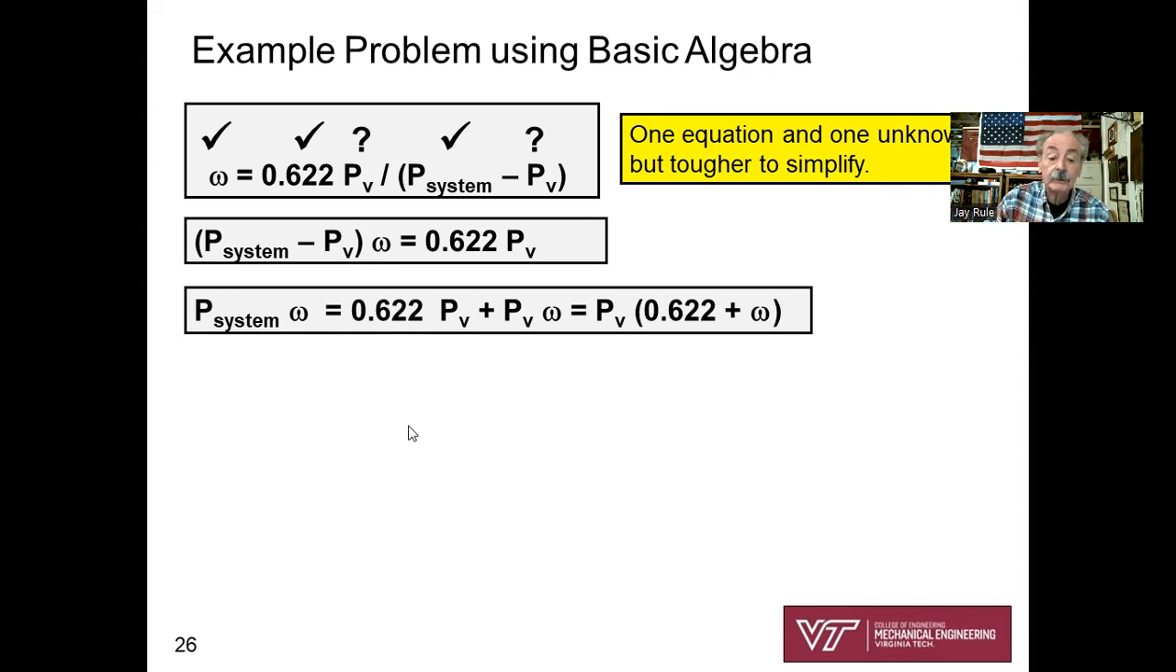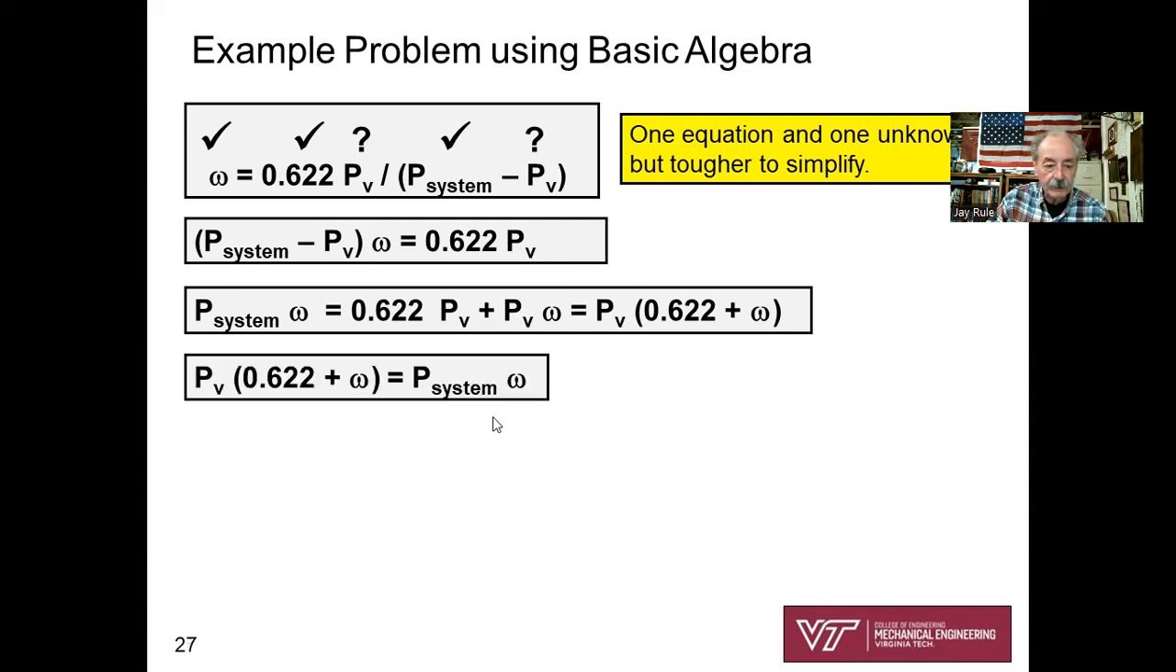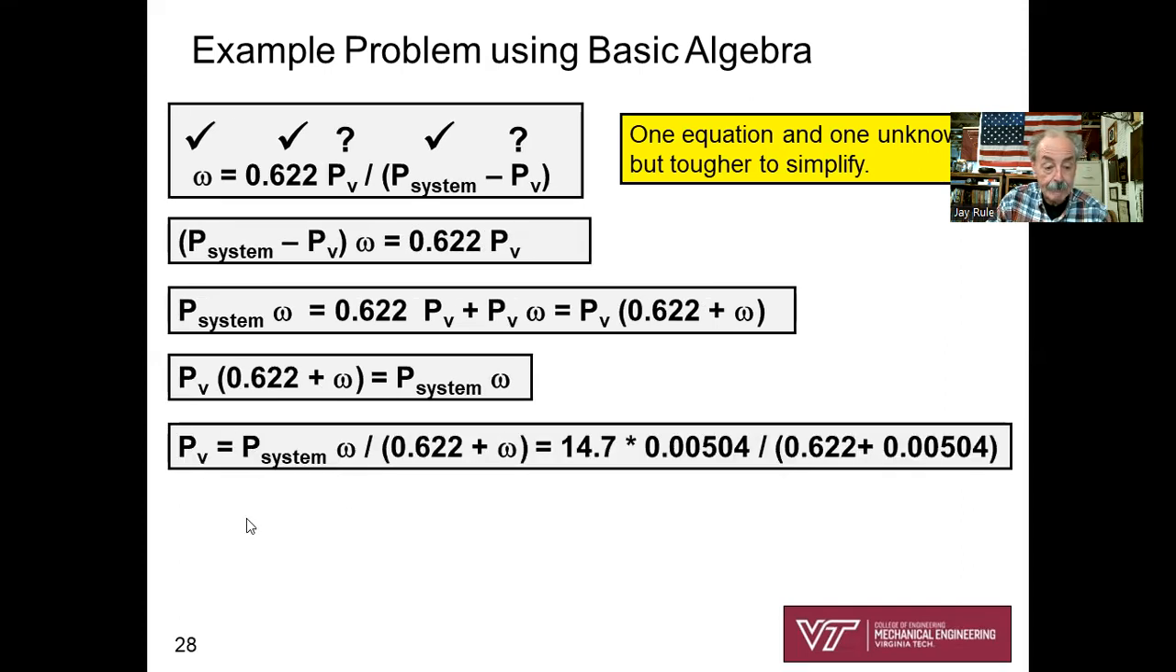If I were doing this with pencil and paper as a student or as a practicing engineer, that's what I'd write down. Then I would try to collect terms on the right-hand side. I've got a PV here that I can collect, and in the parentheses I'll have 0.622 plus omega. I'm almost there now. I see where I'm going to go next. I'll flip the right-hand side and left-hand side, and then divide both sides by the quantity 0.622 plus omega.